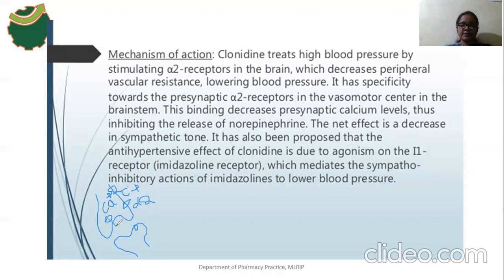So the norepinephrine release will decrease. Norepinephrine levels decrease, meaning there is a decrease in the release of norepinephrine from the presynaptic nerve terminals. Then the net effect is a decrease in the sympathetic tone. That means the sympathetic transmission decreases because of the decreased release of the noradrenaline neurotransmitter from the presynaptic nerve terminals. This whole process happens at the vasomotor center region, especially at the brain stem. That's why this drug is used for the treatment of hypertension. Clonidine is an alpha 2 agonist drug.